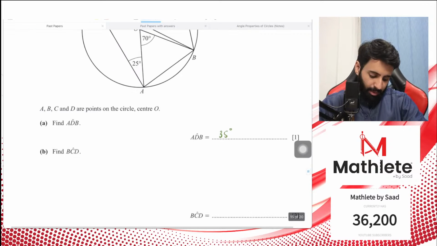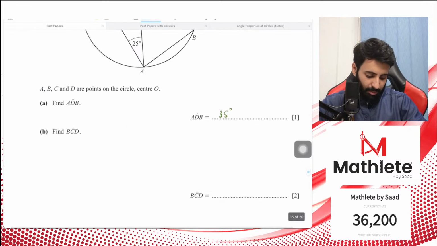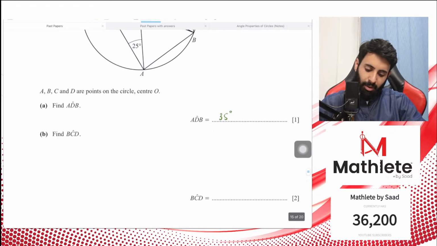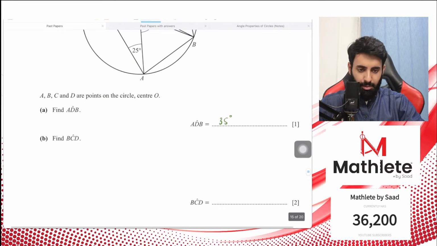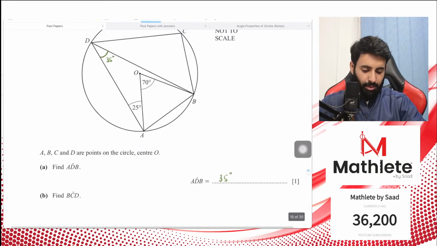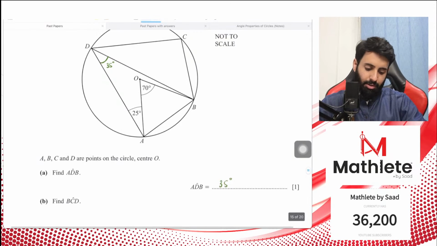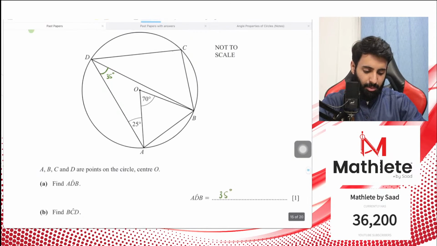Then it says find BCD, and always have a look at the marks of the question also. BCD is a 2-mark question. That means you're likely to find one more angle before you can find what you're actually supposed to find. So BCD is this angle. I'm going to switch to a different color for this. Yes, BCD is this angle.